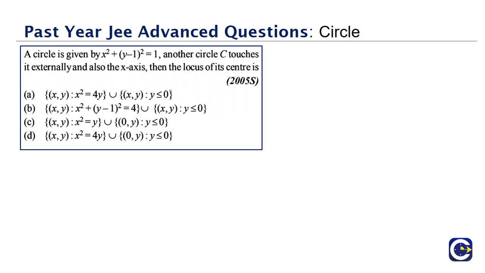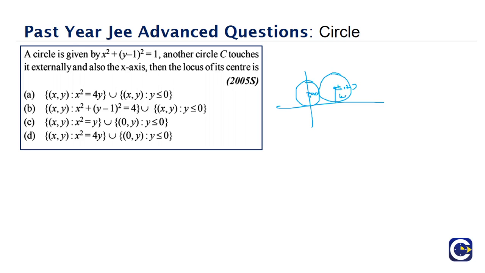Moving on to the next question. The circle is given by x square plus y minus 1 whole square is equal to 1. Another circle C touches it externally and also the x-axis. Then the locus of its center is. Let us consider the circle with center 0 comma 1, and there is another circle which is touching it, and let us consider this circle's center as h comma k.